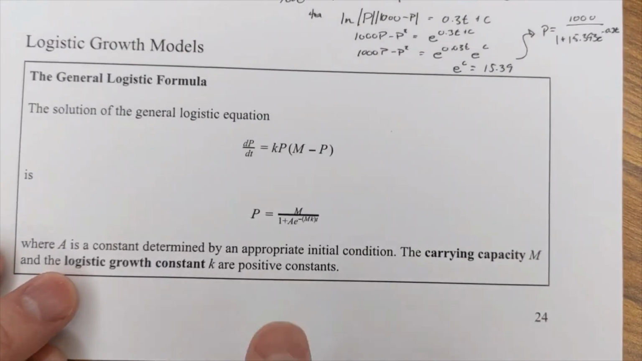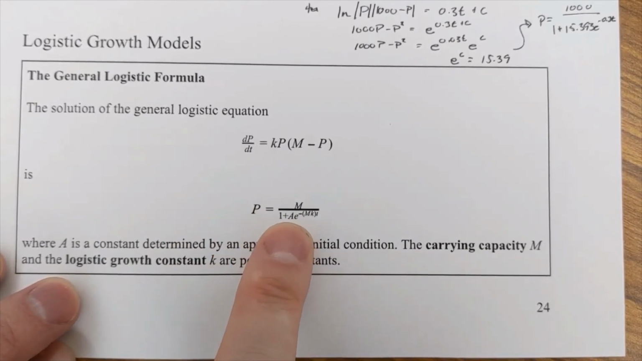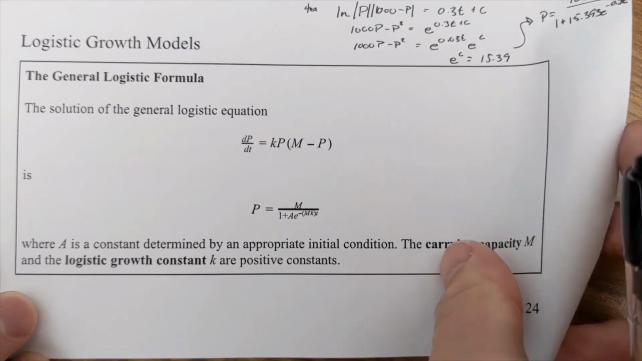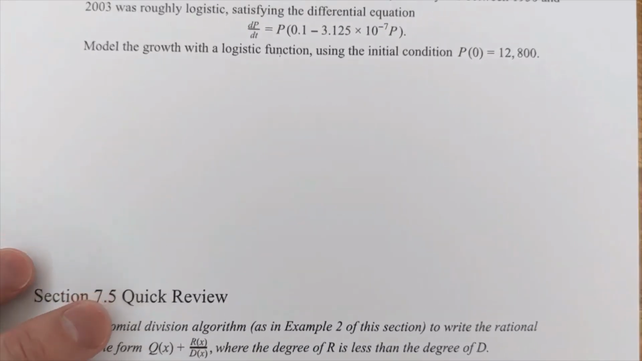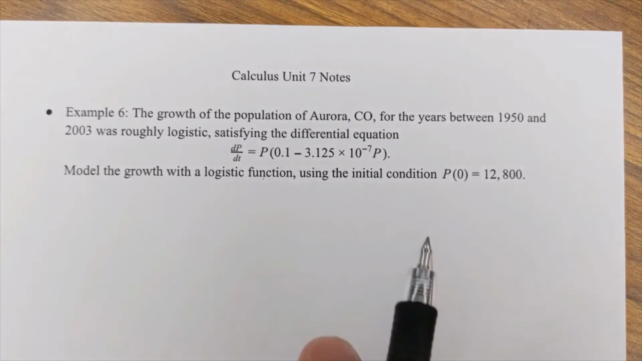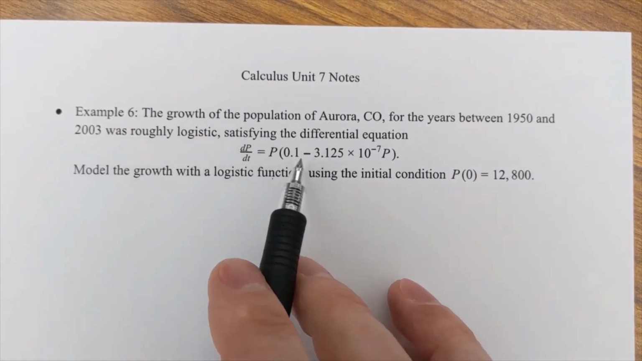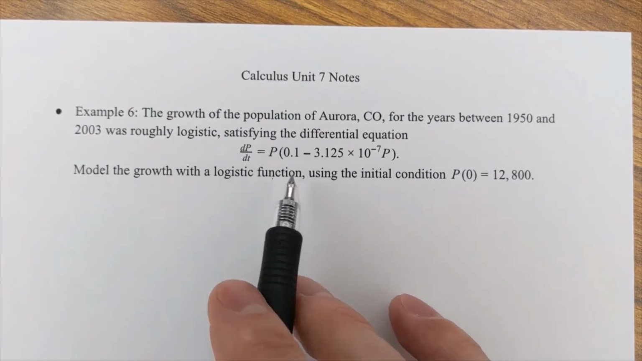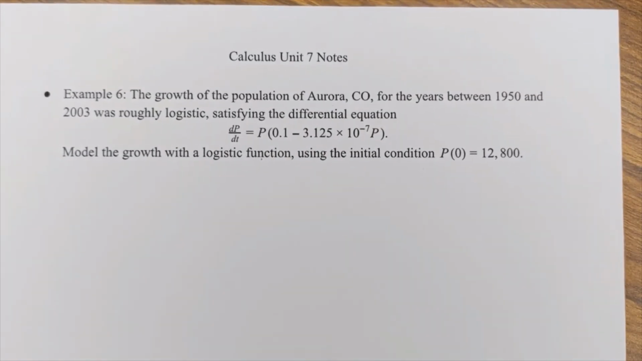All right, so this is a much cleaner version. The general solution looks like this, where A is the growth constant, M is the carrying capacity, and K is the growth constant. Logistic growth constants are positive. Okay, so example 6. The growth of the population of Aurora, Colorado for the years between 1950 and 2003 was roughly logistic, satisfying this equation. Model the growth of the logistic function using the initial condition P0 equals 12,800.